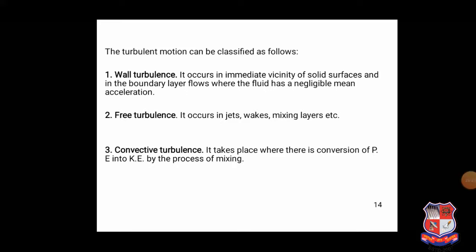Convective turbulence takes place when there is a conversion of potential energy into kinetic energy by the process of mixing. As I already told you in the previous slide, there is a conversion of energy, that is potential into kinetic or kinetic into potential. So convective turbulence takes place when potential energy is converted into kinetic energy, at the time of mixing.